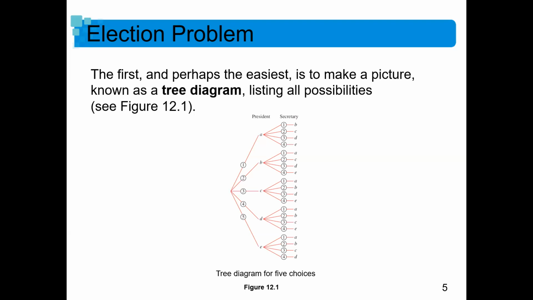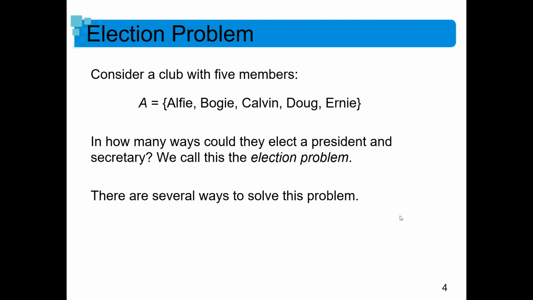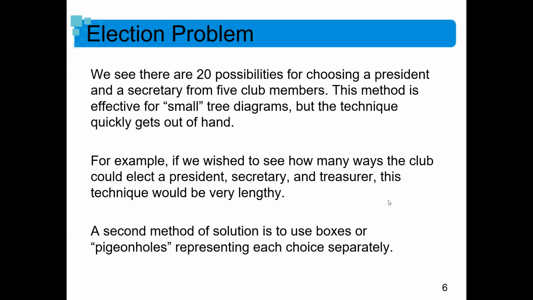And by creating a tree diagram, you will then count how many choices there are, how many possible situations there are for president and secretary. And if you look at how many chances there are in this tree diagram, you will find that there are 20. So the answer is 20. How many ways could they elect a president and secretary? The answer is 20. We see that there are 20 possibilities for choosing a president and a secretary from five club members.